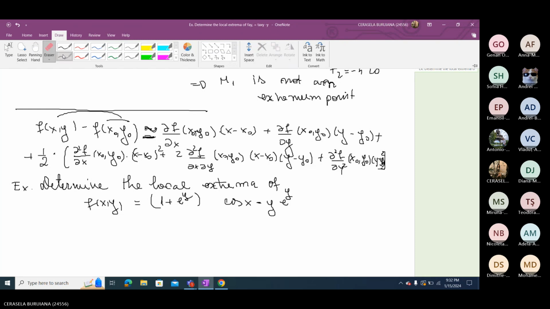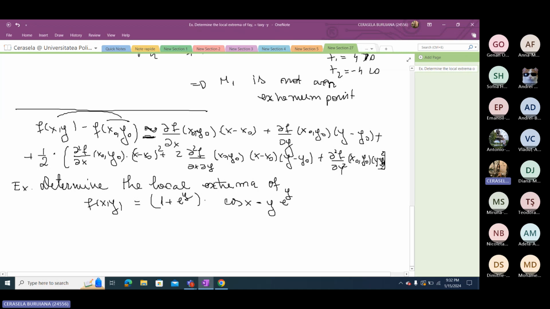So it's like this: 1 plus e power y times cosinus of x minus y times the exponent. Good. Okay, that's the function. Now let's work with it. What do we do? Well, what we are used to doing. What we will learn to do actually: put the condition that the partial derivatives of first order are 0. And let's see what we get.